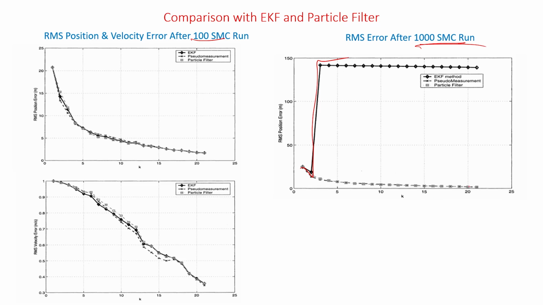Now, why is it so? I will tell that in detail in the next lecture. I will revisit this again. But this is the reason your EKF is getting diverged. If it diverges in one run, the RMS error will fully blow up, and that is the problem.